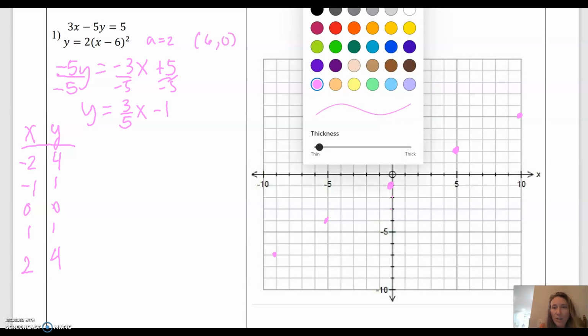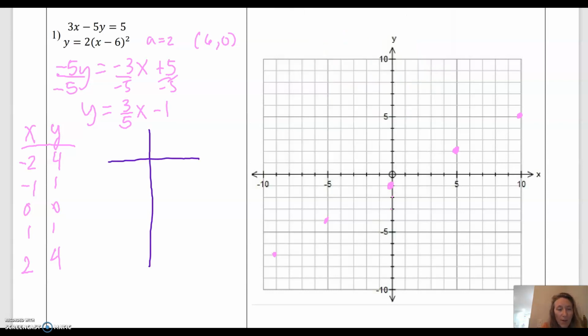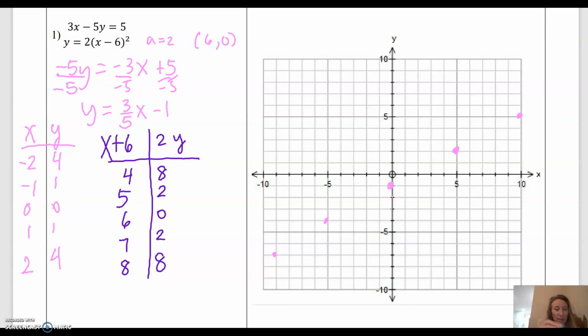And so let me actually do this one in another color. So I'm going to have my parabola, and it's x plus 6, and then A y plus K, so 2y. So negative 2 plus 6 is going to be 4. Negative 1 plus 6 is 5, 6, 7, 8. And then 2y, I'm going to have 8, 2, 0, 2, and 8. Awesome. So let me plot these ordered pairs.